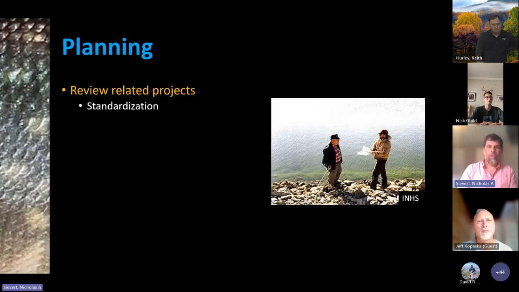So the first thing that we are thinking about encouraging people to think about when they're undertaking a project is the planning phase of data management. And one of the first things we want to talk about is that before you get started on any kind of planning of your project, it's really important to review related projects. These could be projects that were similar that took place before.